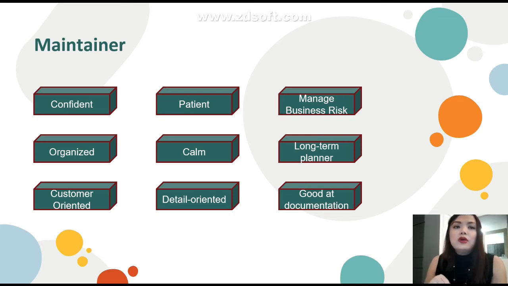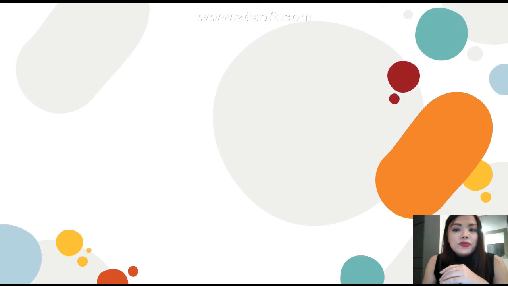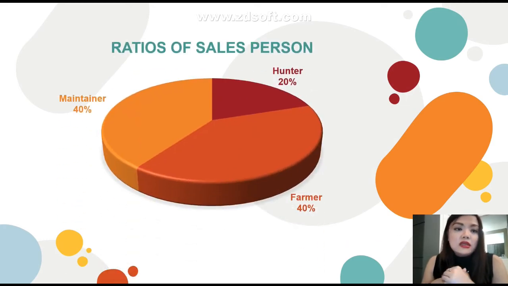In my next slide, I'm going to talk about sales management strategy. Sales management strategy, as I mentioned in my introduction video, is about the salesperson ratio in percentage format between hunter, farmer, and maintainer. So what is the balance percentage that you can pay attention to? Look at my next slide, on the pie chart, the percentage balance. Maintainer and farmer should be equal percentage, 40 and 40, and hunter is only 20%.